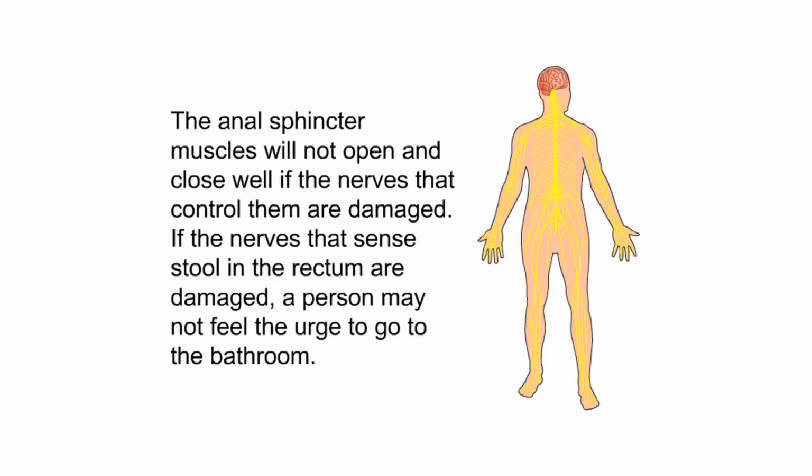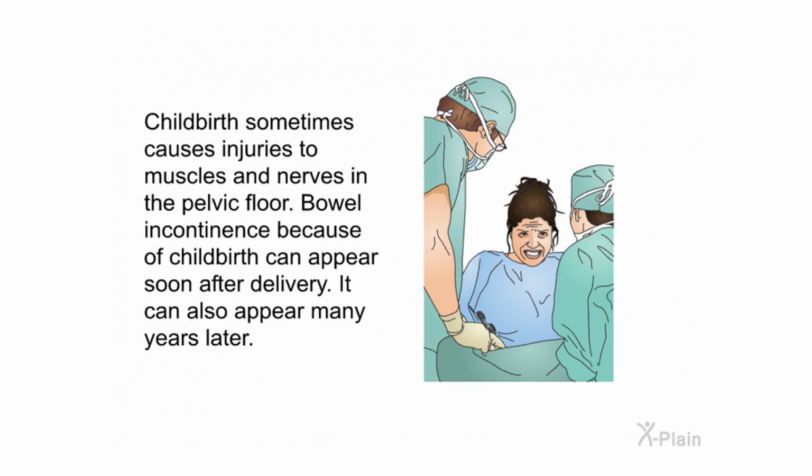The anal sphincter muscles will not open and close well if the nerves that control them are damaged. If the nerves that sense stool in the rectum are damaged, a person may not feel the urge to go to the bathroom. Childbirth sometimes causes injuries to muscles and nerves in the pelvic floor. Bowel incontinence because of childbirth can appear soon after delivery. It can also appear many years later.